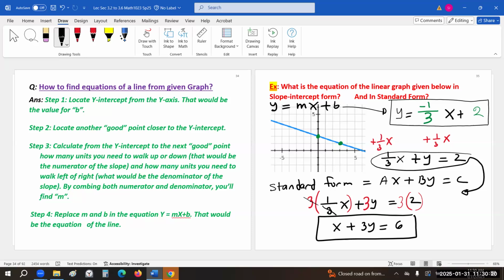Okay? Any question? So I love this question. You'll see one of these in the exam.